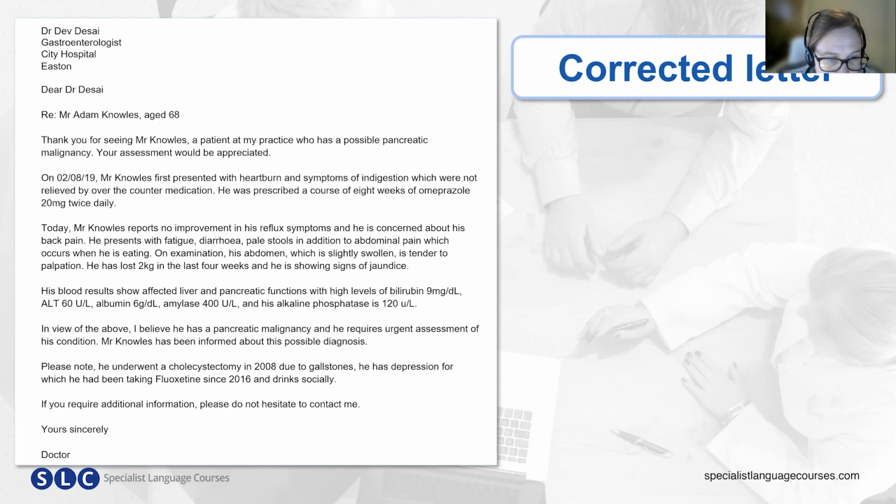In view of the above, I believe he has a pancreatic malignancy and he requires urgent assessment of his condition. Mr. Knowles has been informed about this possible diagnosis. Please note he underwent a cholecystectomy in 2008 due to gallstones. He has depression for which he's been taking fluoxetine since 2016 and drinks socially. So yes, I think much better organized that way.